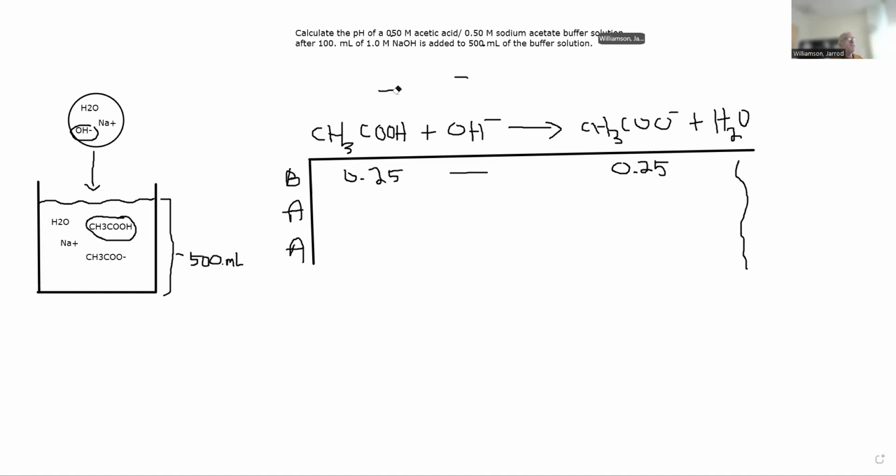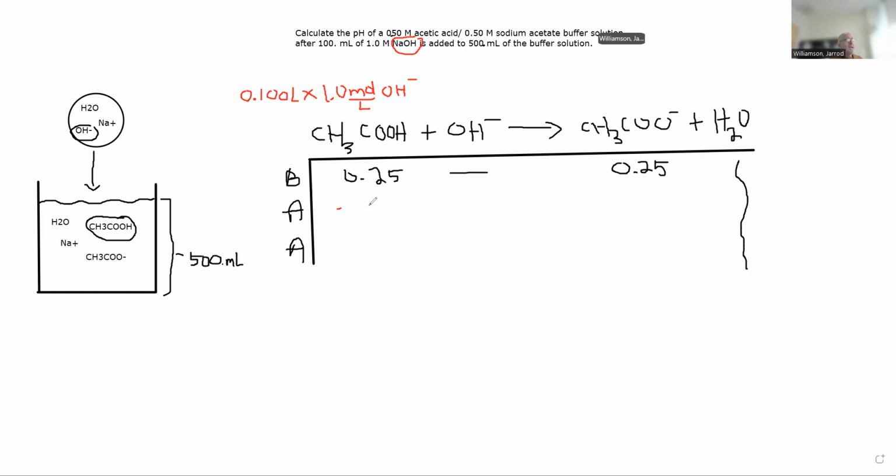Okay, I still have that information elsewhere. What did I add? I added 100 mils of 1 molar sodium hydroxide. So that's 0.100 liters of 1 mole per liter of sodium hydroxide. But I know that for every 1 mole of sodium hydroxide, I get 1 mole of hydroxide. So I could say 0.1 moles of hydroxide ions.